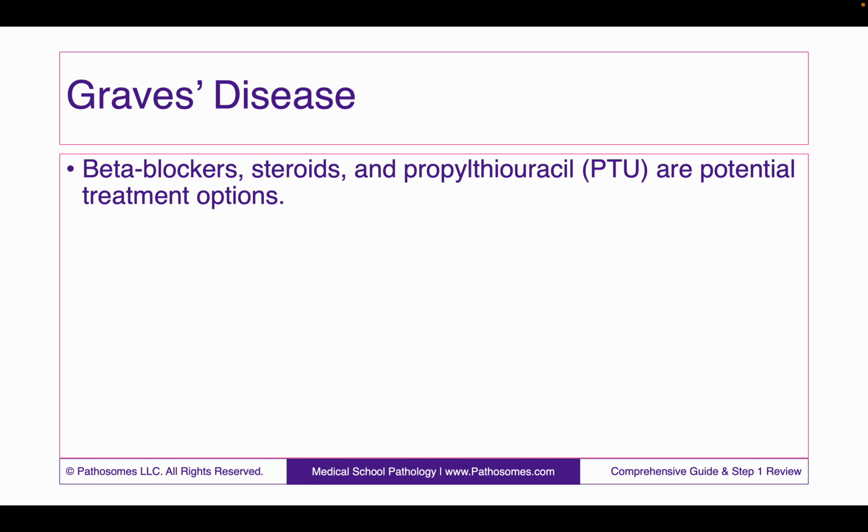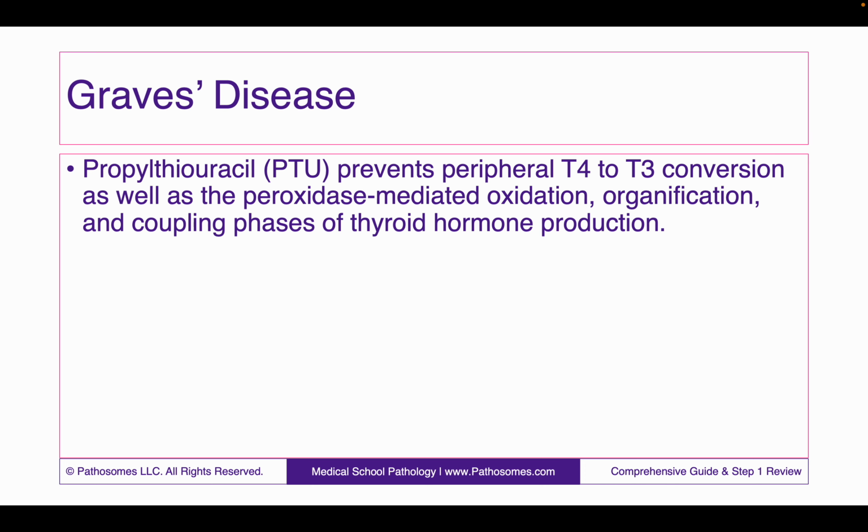Beta blockers, you're going to have to know that. Beta blockers, steroids, and PTU, which is for propylthiouracil, are potential treatment options for Graves' disease. Propylthiouracil prevents peripheral T4 to T3 conversion, as well as the peroxidase-mediated oxidation, organification, and coupling phases of thyroid hormone production.